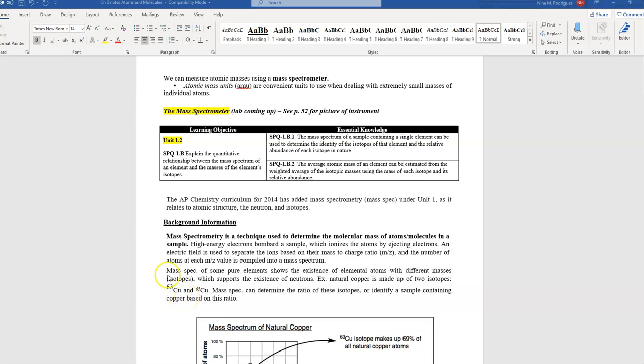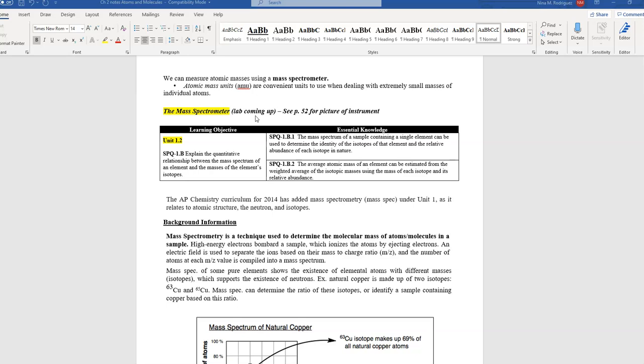Good morning, AP. Today I'm going to talk to you about a technique called mass spectroscopy. This is a new topic that was added to AP about 6 years ago. Mass spectroscopy uses an instrument called a mass spectrometer that measures an atom's different ratios of isotopes. So we're talking about the same element, but looking at the element in different masses.